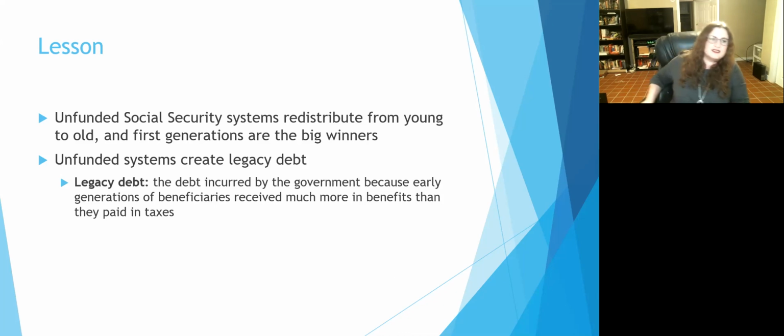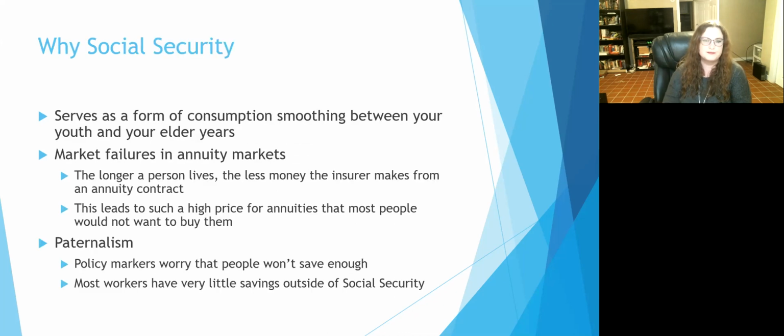This legacy debt is debt that's incurred by the government because early generations of beneficiaries receive so much more than they actually put in taxes, and therefore it becomes a compounding problem over time of when we eventually have debt that we don't always know how to pay off within the systems because we're constantly making payments and not necessarily putting away the money that would be expected to save for the next generation, right?